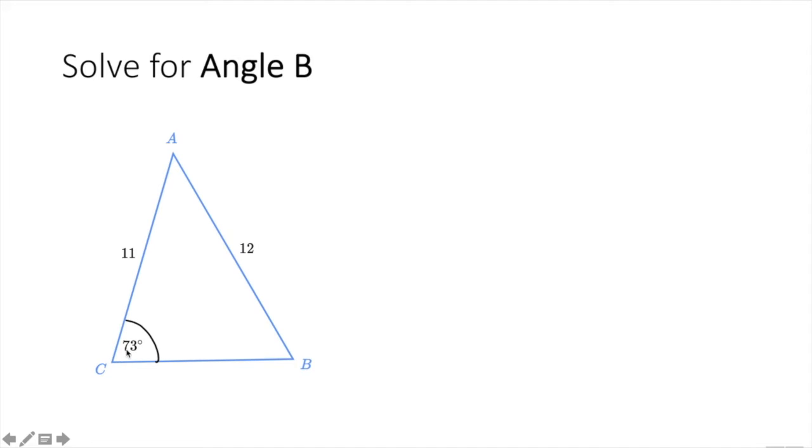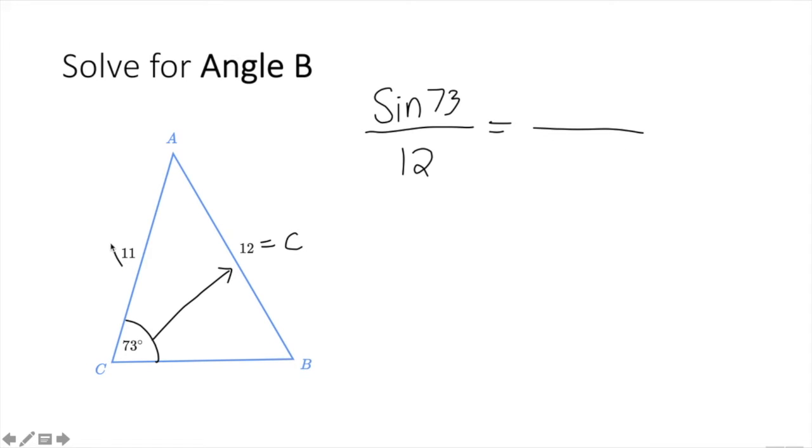We know that we have angle C, and we know we have side C, so we know that those are a matching pair, so we can say sine of 73. We're going to set that up directly across from side C, and that would be 12. So sine of 73 over 12. And that's going to be the C. So now we know that we're looking for B, and we know that we have side B, which is over here, 11. And so we're going to put that over here, and we're going to be looking for sine B. Okay, so that's our unknown quantity.